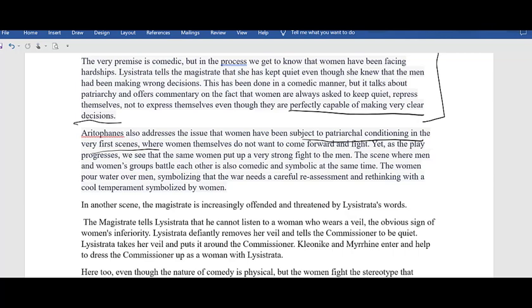The scene where men and women's groups battle against each other, it's a comic kind of battle, and the women pour water over men. What does that symbolize? The fact that war needs to be reassessed and rethought with a cooler temperament, and this cool temperament is to be symbolized by women. Okay, so women's opinion has never been considered, but a cool mind is needed, that is represented by women.